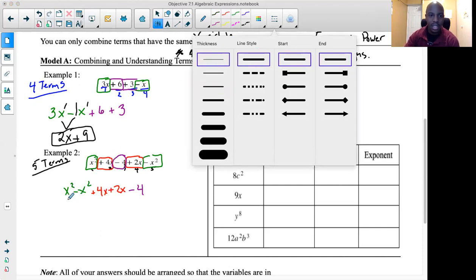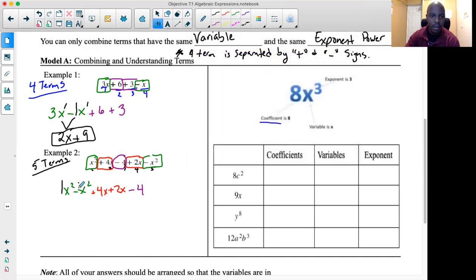X squared minus x squared. It's like saying 1x squared minus 1x squared. Whenever you have something and you subtract that something, you should know that means that's 0. That cancels itself out. It's nothing. 4x plus 2x, right? Only add the coefficients here because we already identified that they're like terms. So 4 plus 2 gives you 6x.